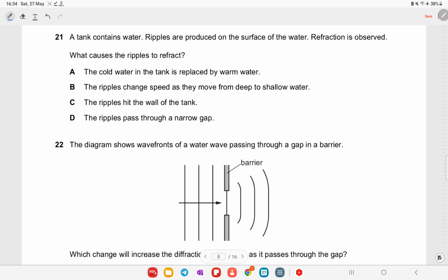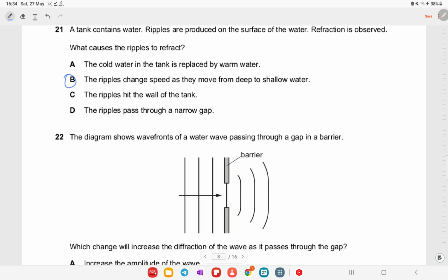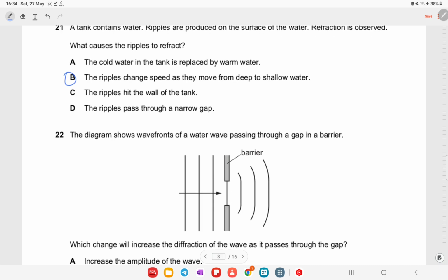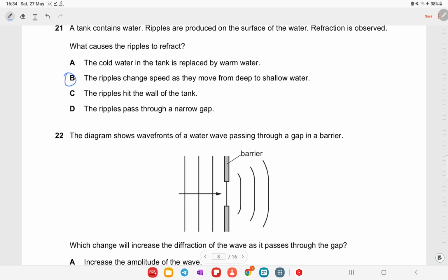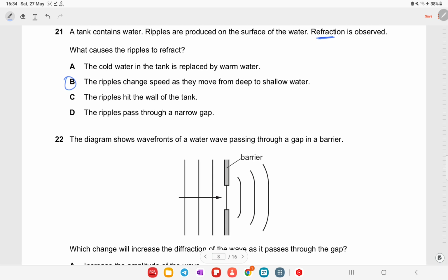A tank contains water. Ripples are produced on the surface of the water. Refraction is observed. What causes the ripples to refract? Okay, in this scenario, this is what causes the ripples to refract: the ripples change speed as they move from deep to shallow water. So obviously, this is one of the reasons, because I've read the other three options, and they don't make any reference to, or could not be linked with, the concept of refraction.